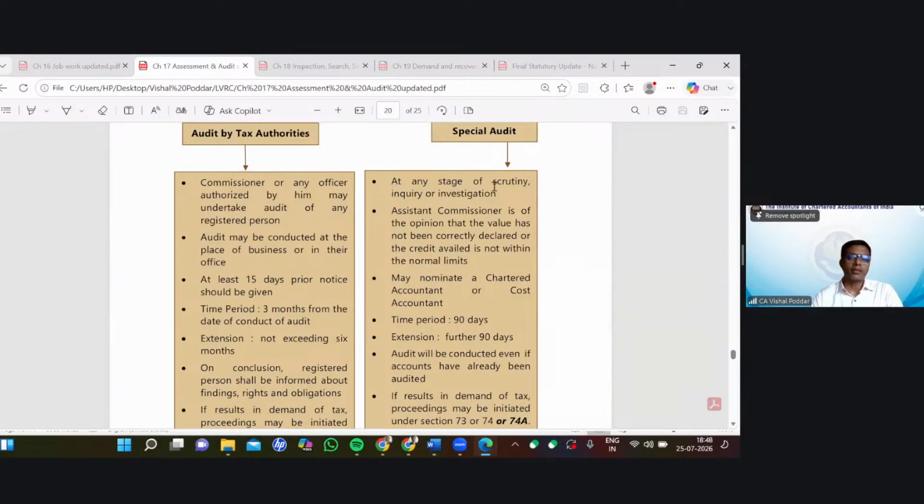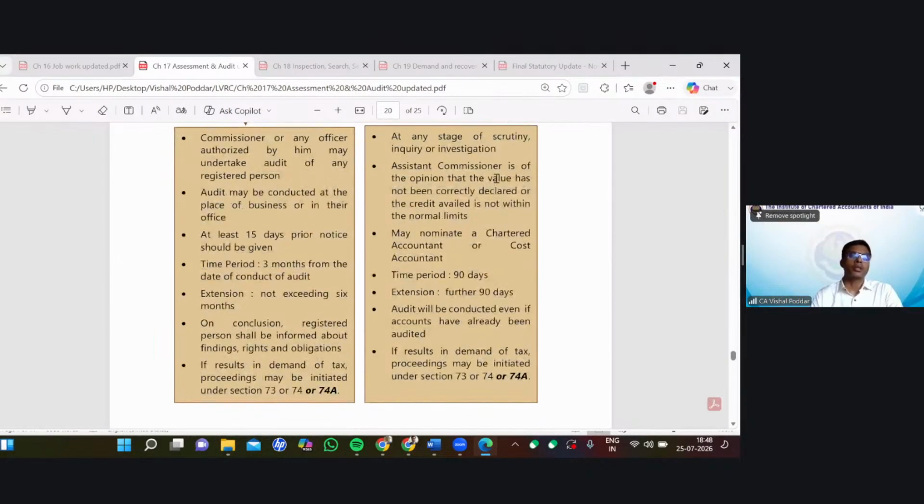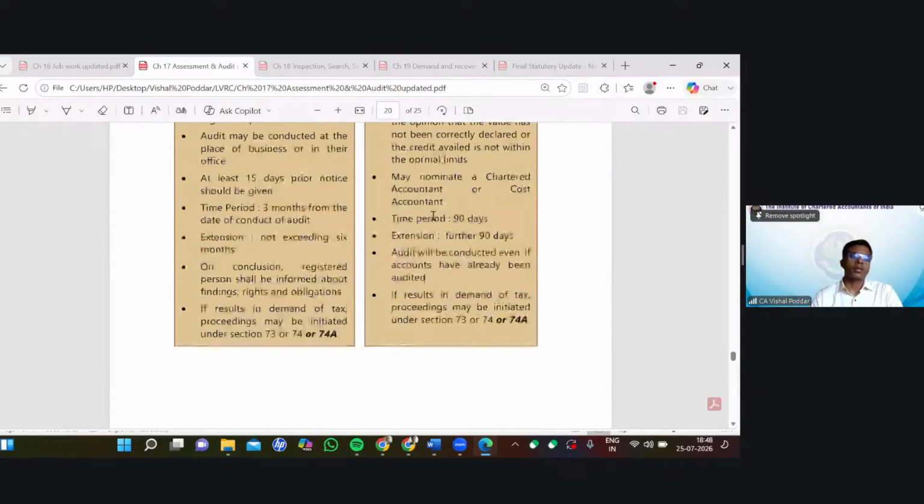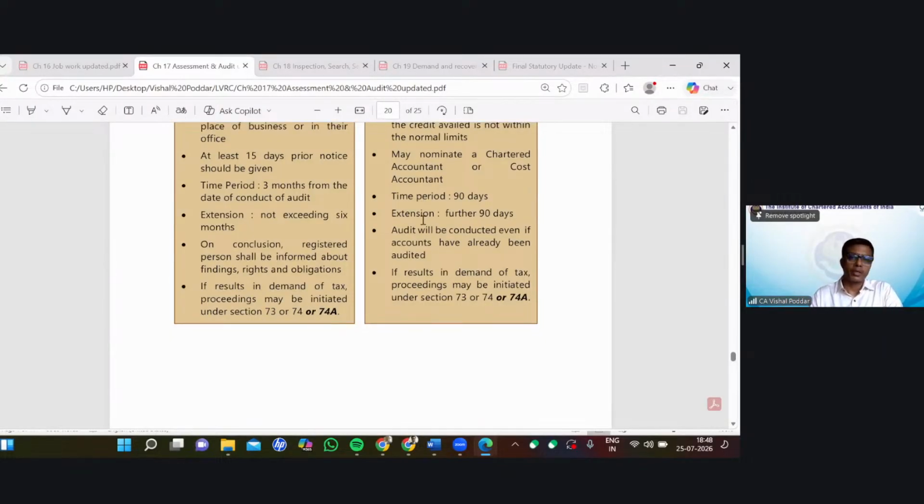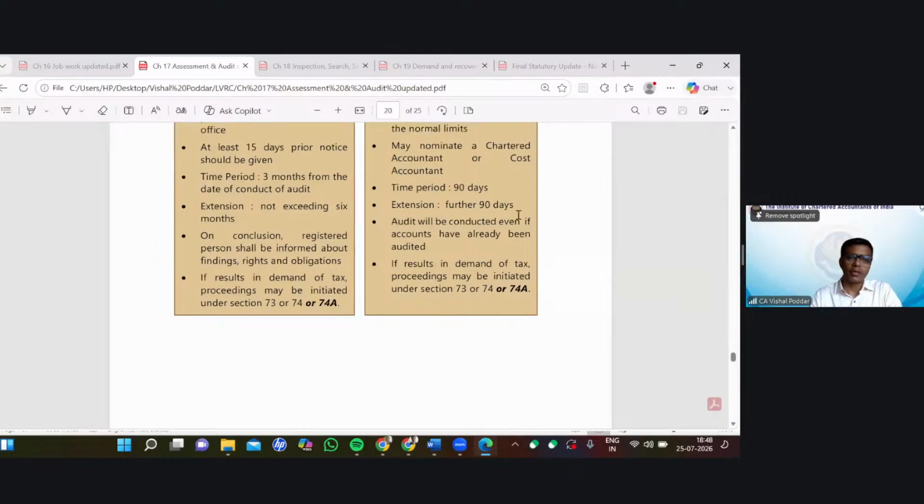If at the time of following the above procedures of scrutiny, inquiry, investigation, the assistant commissioner is of the opinion that the value is incorrectly determined or credit is not correctly availed, the officer may appoint a chartered accountant or a cost accountant to carry out audit only of the limited area, that is the value or the ITC. Time period is 90 days, further extended by maximum 90 days. So this should be completed in maximum 180 days.